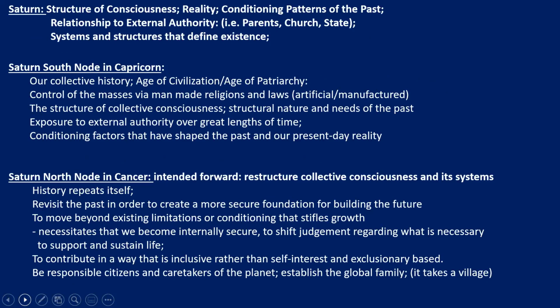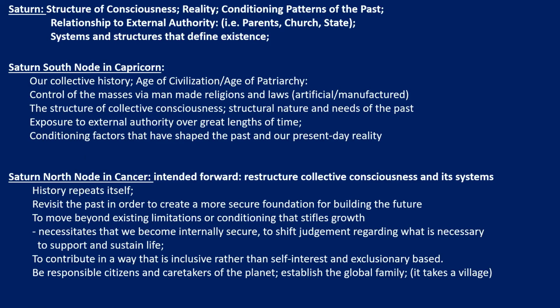Saturn, structure of consciousness. Saturn represents conditioning patterns of the past or relationship to external authority, i.e. parents, church, and state. The systems and structures that have defined our existence, the systems and structures that we know today. And we see democracy and all those kinds of systems now being greatly challenged.